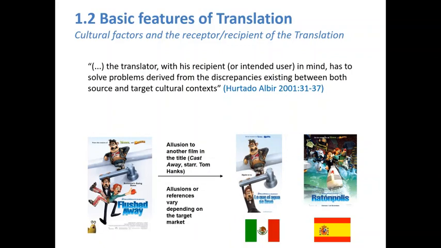So when it comes to translating, Hurtado reminds us that the translator, with his recipient or intended user in mind, has to solve problems derived from the discrepancies existing between both source and target cultural contexts. We're dealing with cultures as well, and we're dealing with a plethora of allusions, reading between the lines. Understanding the meaning of the source text is essential for the translator, because we need to make sure that we see all the allusions and the networks of meanings, and then we make the best decision possible to recreate the meaning of the text for a new environment.